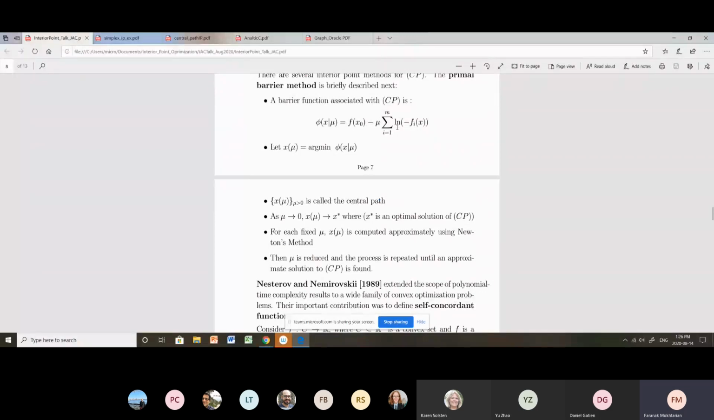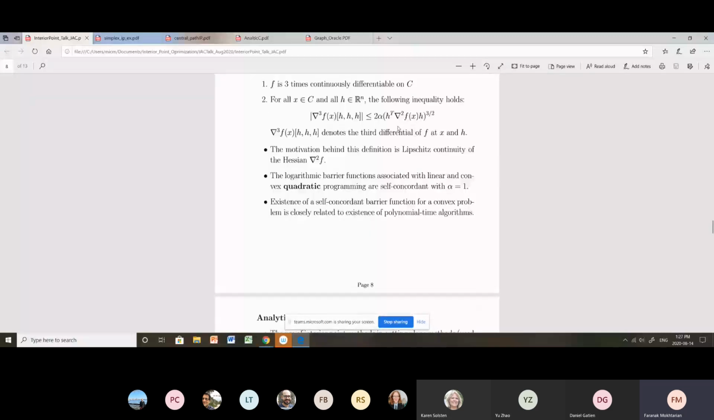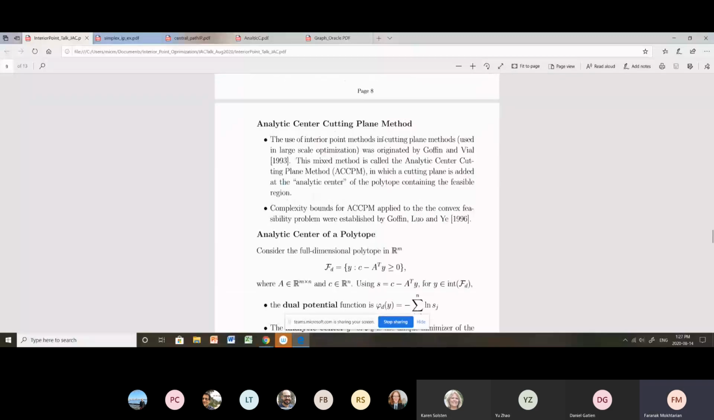So they call it column generation or cutting plane, where the constraints are outer-approximating the feasible region. Using interior point methods in cutting plane methods was originated by Jean-Louis Goffin, my PhD supervisor, and his co-worker Vial from Belgium. They're both Belgian, in 1993. They called this mixed method analytic center cutting plane method.